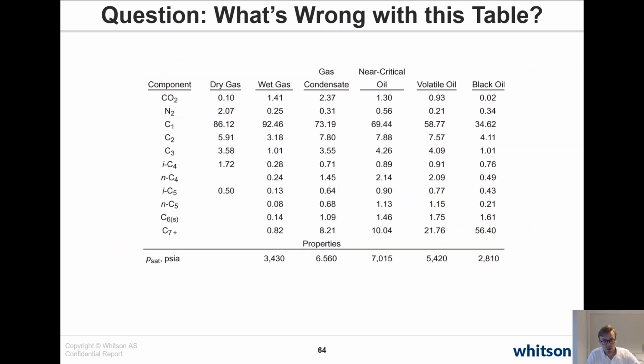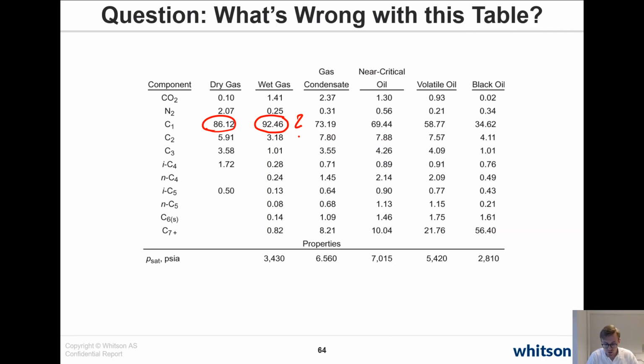The answer to the second question is what's wrong with this particular table. Many times when we do this, I get all kinds of different answers. The first thing that confuses people is, in the wet gas case, we have more C1 than in the dry gas case, and is this the correct answer, or is this inconsistent? Well, what did we just learn?